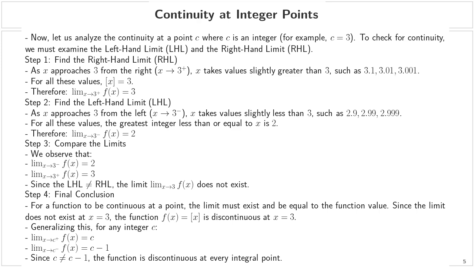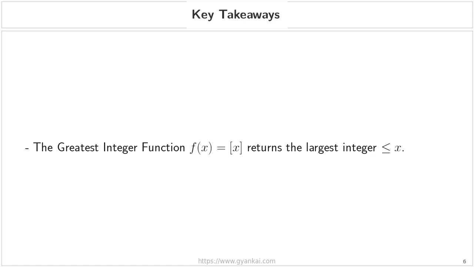Key takeaways. Now that we have analyzed both the non-integer and integer points, let us summarize the key takeaways to ensure you have a clear understanding of the greatest integer function. First, as a reminder of our starting point, the greatest integer function, denoted as f of x equals x in brackets, always returns the largest integer that is less than or equal to x. Think of this as the rounding down rule we discussed at the beginning.